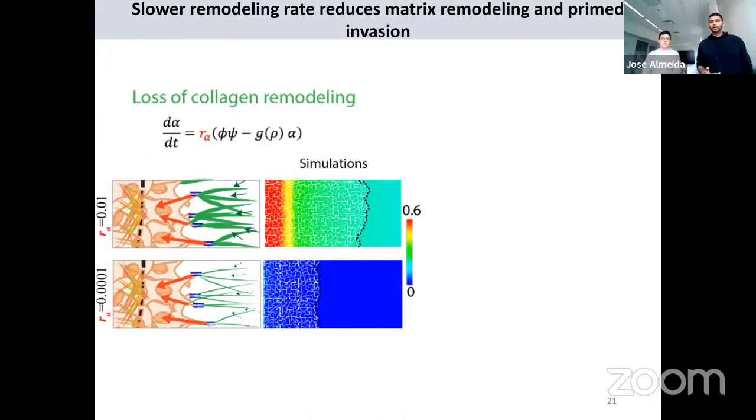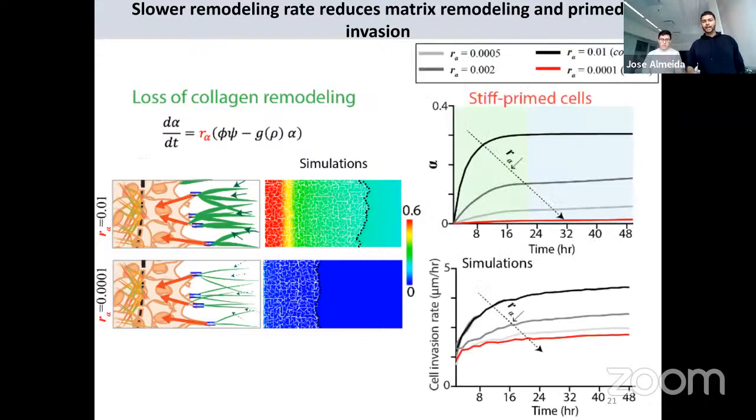We also wanted to see what is the role of collagen, the rate of collagen remodeling, in this process of cell invasion. And we systematically varied our parameter R alpha, which controls how quickly cells are able to remodel the ECM. And as we systematically lower R alpha, we see that the tension in the ECM goes down. And for the lowest value of R alpha, there is no collagen anchor formation at all. And consequently, your net cell invasion rates also decrease.